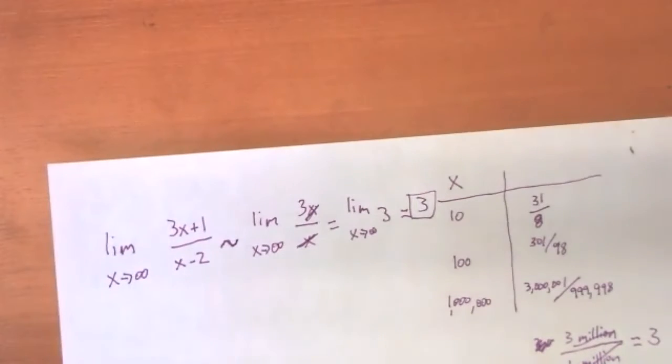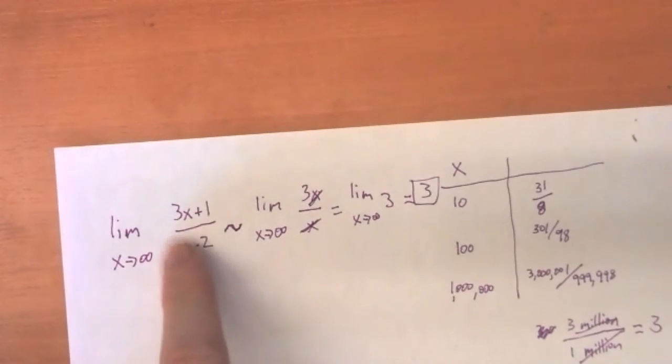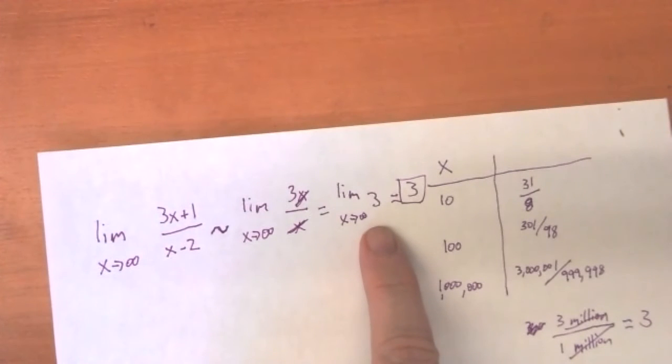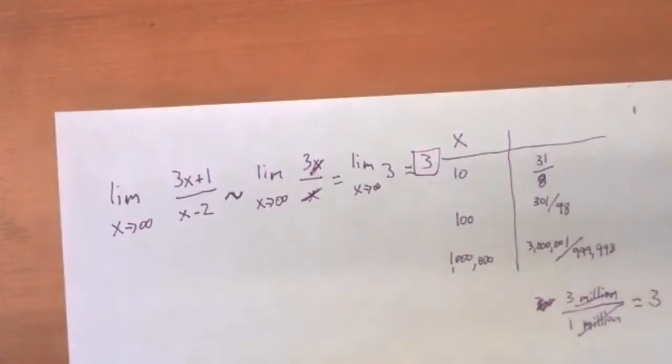All right, so we just took this complicated function and turned it into a function where we could use one of our three rules and just say that the answer was equal to 3. Let's take another example of this.